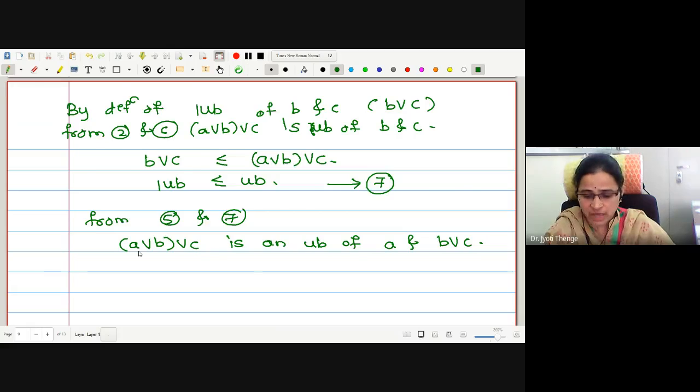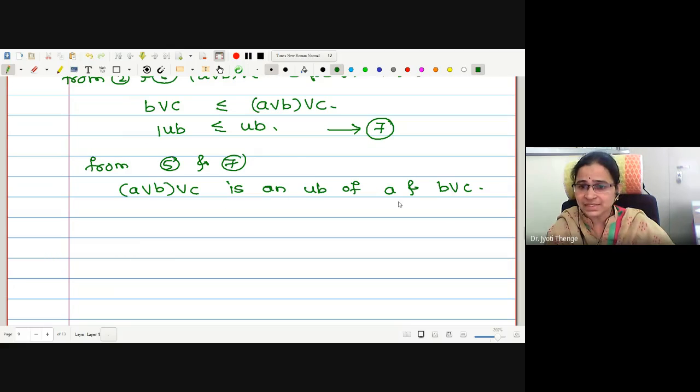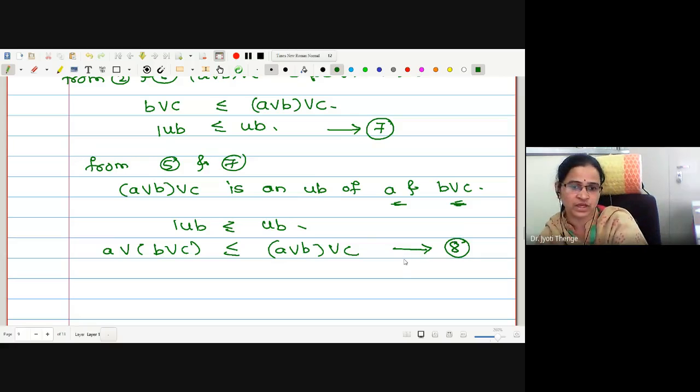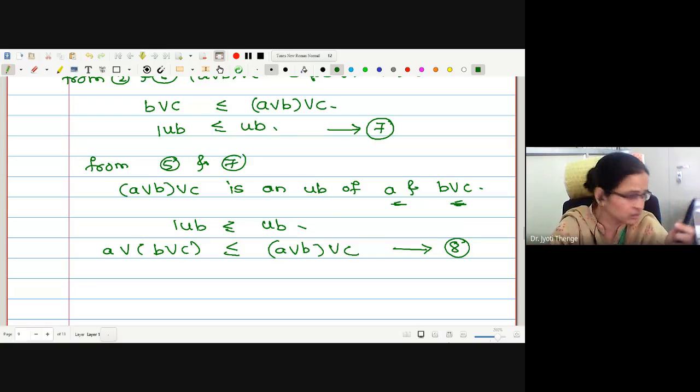Okay, if this is an upper bound, what is the least upper bound of these two? A join B join C is an upper bound. What is the least upper bound? The least upper bound of these two is nothing but the join of these two. Therefore, this is A join B join C. This is the equation we have obtained, one part of the inequality to prove the associative law. Let me write this as statement number 8.